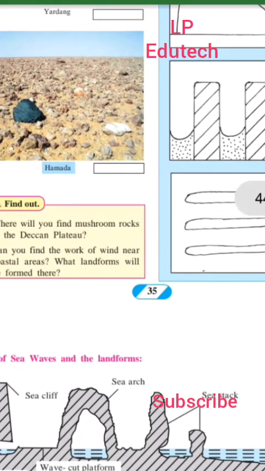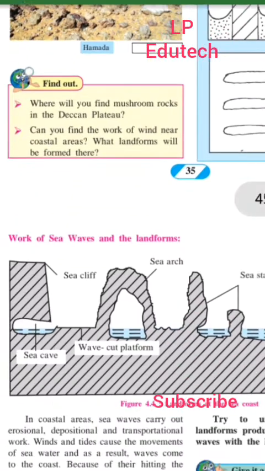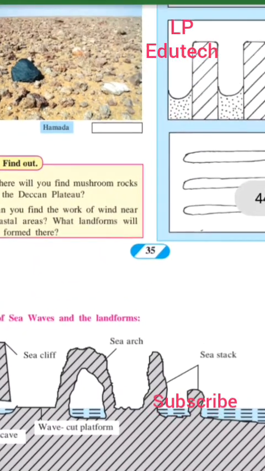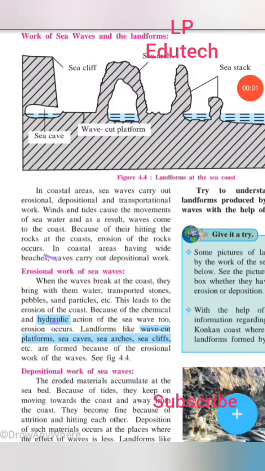Okay, till here we have completed this part, that is the erosional and depositional work of the winds and the landforms produced out of it. So students, let us continue with the next point, that is the work of sea waves and the landforms, on page number 36. At the very opening you can see the figure. There is a landform at the sea coast. Various landforms are explained in one figure: the sea cliff, sea caves, wave cut platform, sea arch and sea stacks. Now what are those and how are these things formed?